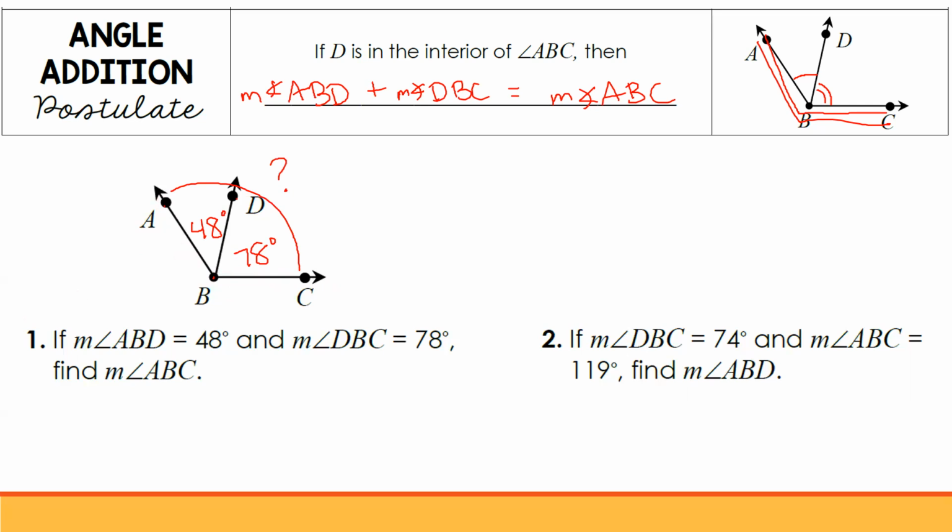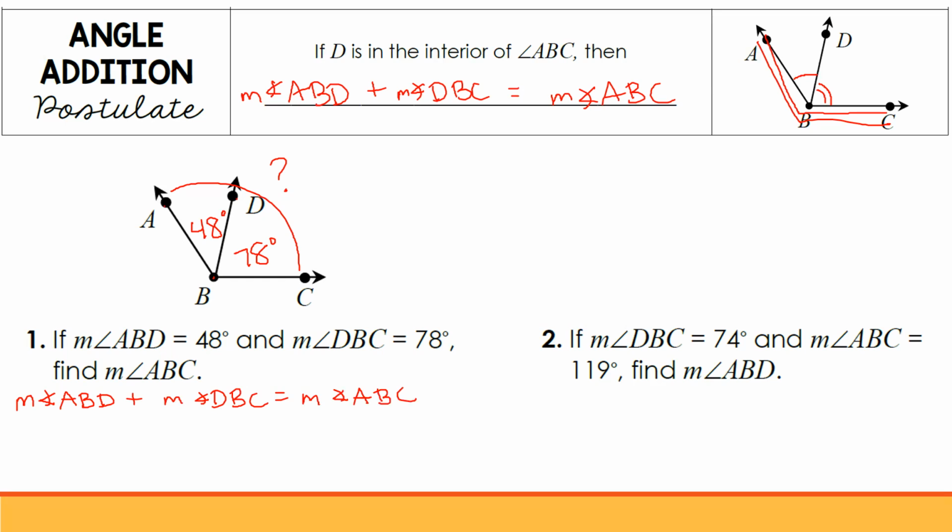So we can use our angle addition postulate. And it's the same picture as up here. So this is helpful. The measure of angle ABD, I'm just going to do this the long way. You don't have to do this step if you don't want to. But plus the measure of angle DBC, that's going to equal the measure of angle ABC.